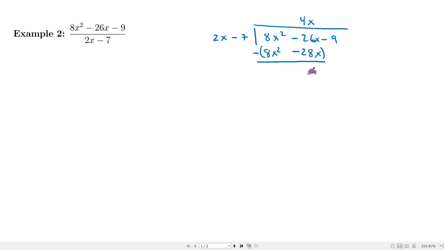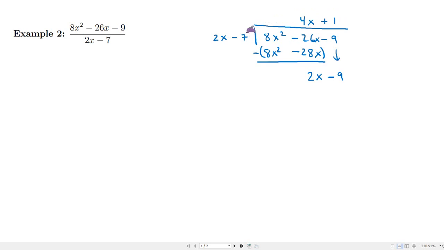So this will give us positive 2x. And then we bring the lower ordered terms down, and then we start the process all over again. So start by covering up everything but the leading term. What do we need to multiply 2x by to get the 2x here? Well, they're the same, so I just have to multiply by 1.